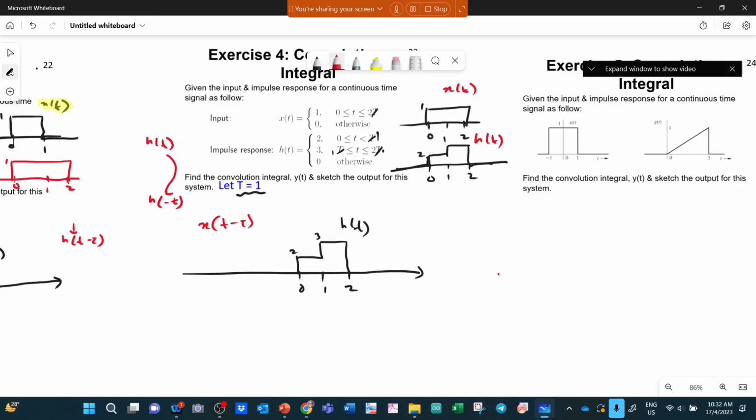Same concept, just that now we flip x. So we flip x, and we get 0, minus 1, minus 2. Okay, so you get... sorry, what was it?